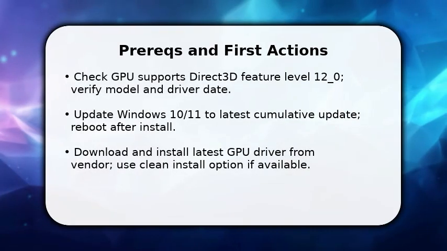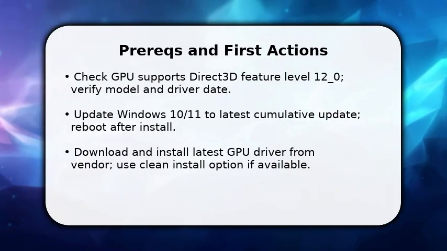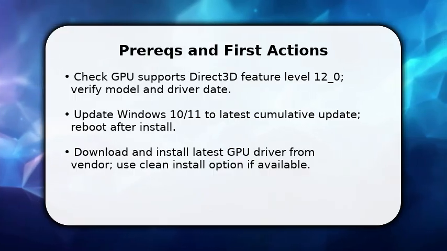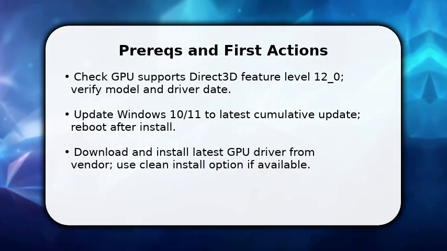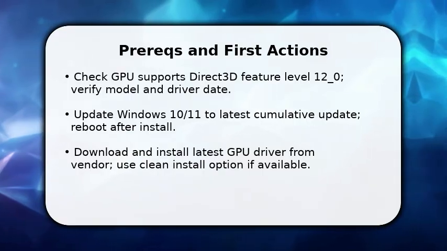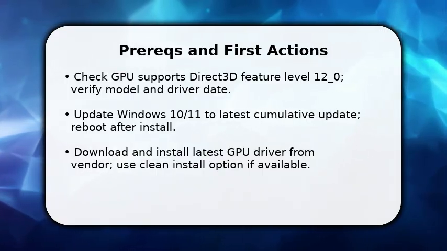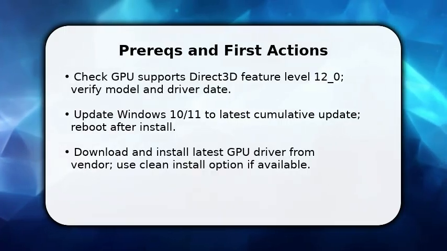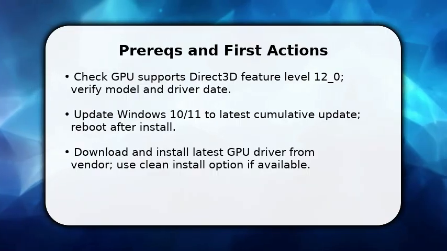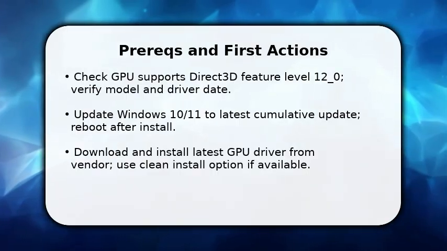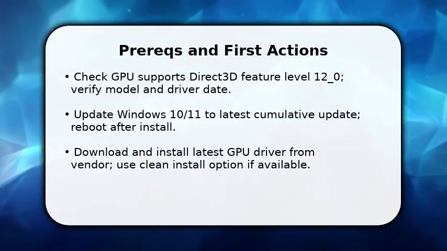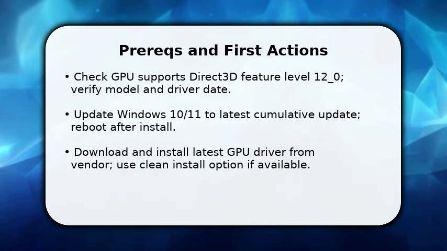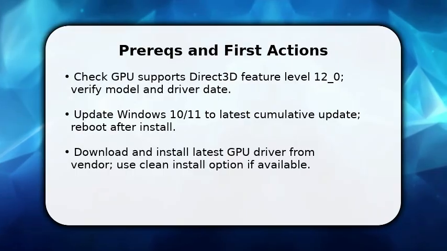You start by confirming hardware and system updates so nothing else blocks Direct 3D. First, check that your GPU model lists feature level 12.0 support. This prevents wasted steps. Next, update Windows to the latest cumulative release and reboot to ensure API components are current. Then download the latest driver from your GPU vendor and choose a clean install when offered. This replaces faulty driver remnants. Once done, you'll be ready to run a simple DirectX diagnostic to verify the baseline.